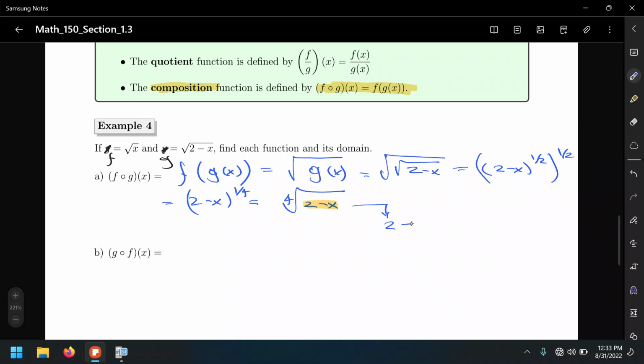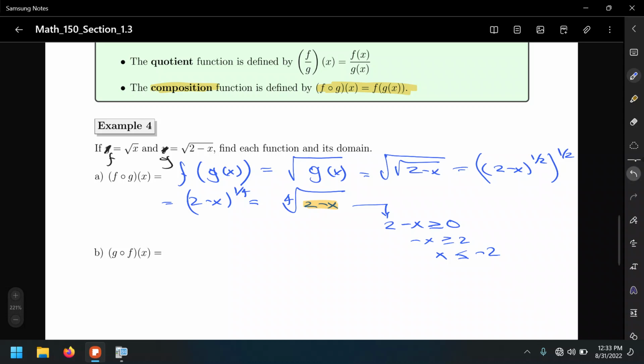So that means from here 2 minus x, first of all, has to be greater than or equal to 0, because a radical function of even index only accepts positive values and 0, not negative values. When we solve this inequality, we get negative x greater than or equal to negative 2, but when we divide both sides by -1, what happens? It reverses the direction of the inequality symbol. So, be careful when setting up the domain for this.